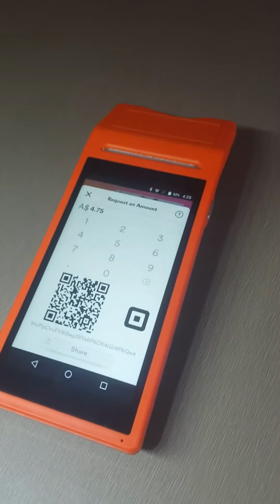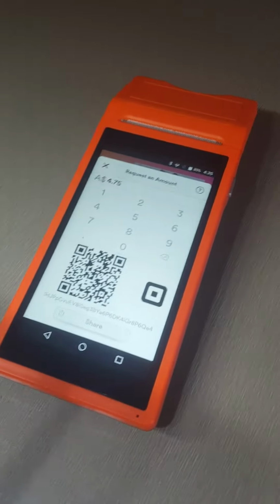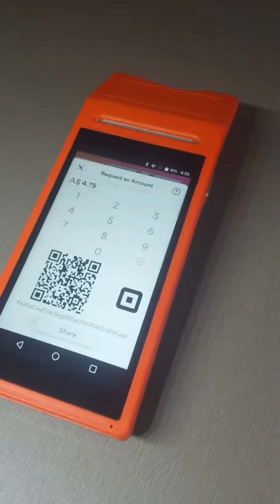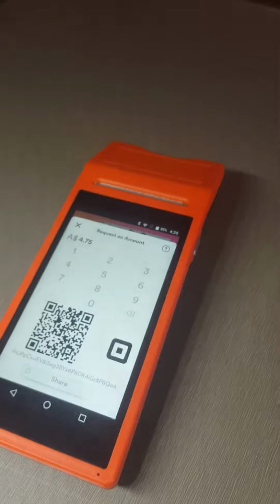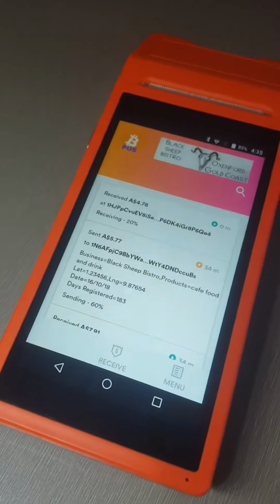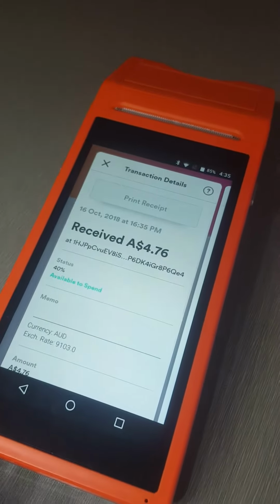And then we'll scan it with our wallet. I've pre-scanned that so that it's a little quicker, and so now I've got confirmation and sending from a Coinomi wallet, and what we see is that the transaction has arrived in the Bitcoin wallet, the Bitcoin POS wallet.